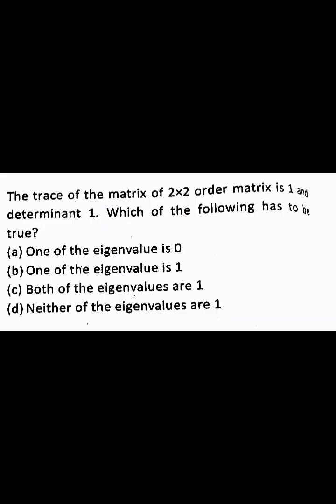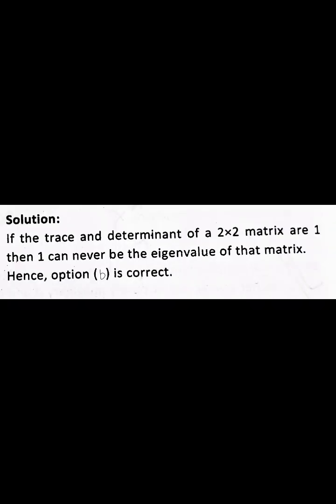The next question is, the trace of a 2 into 2 order matrix is 1 and the determinant is 1. Which of the following has to be true? So here the trace and determinant should be 1. Then one of the eigenvalues should be 1. So the answer is option B.